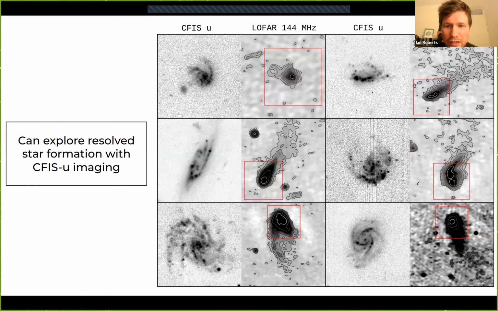So again, I've just had a quick look at this, but what I'm showing here are 6 of our jellyfish galaxies. The left-hand column is the CFIS U images, and the right-hand column is the LOFAR image. The red box roughly corresponds to the field of view that I'm showing in the CFIS images. In many of these galaxies, if you look especially relative to the tail direction on the right, we see this bright U-band emission, so bright star formation, preferentially being found on the leading side.